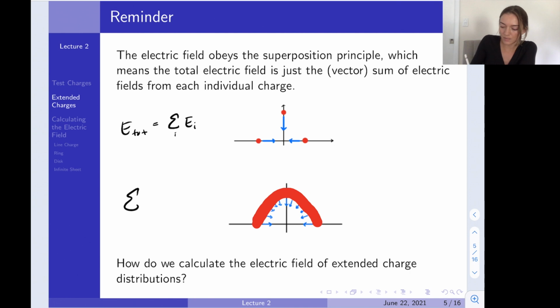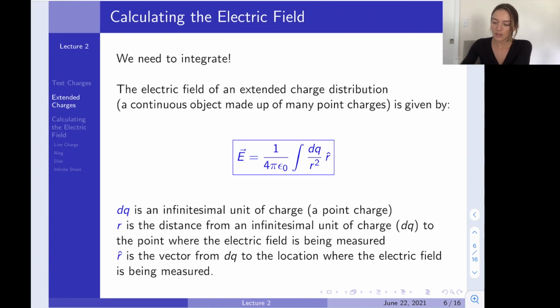So for our extended charge distribution, our sum is going to become an integral, and we're going to be integrating over the charges. All right, so we have an equation for this. If we have some general continuous extended charge distribution, we want to find the electric field at some point. We're going to have to integrate over the charge distribution. So let's go over this point by point.